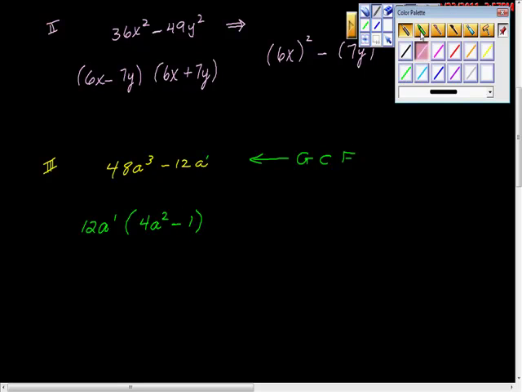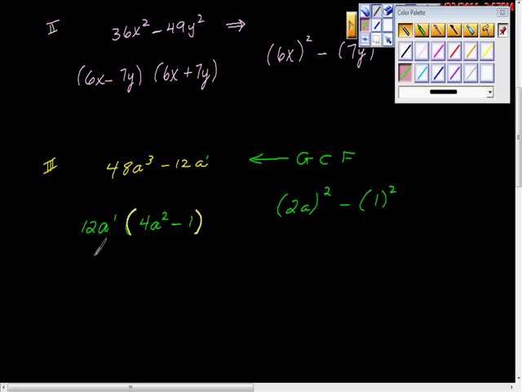Hopefully what we're seeing is this. We're looking at this and we're like, you know what? Oh, here's our difference of squares right inside there, isn't it? So we go back and we factor this out. This is difference of squares. This is the same as 2a squared. And negative 1 is the same as 1 squared. It's kind of a weird one though, isn't it?